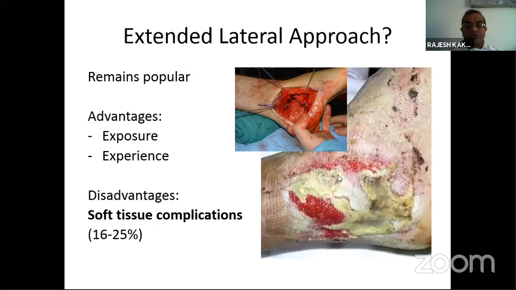There is almost 20% or more of wound problems with the extended lateral approach, with extensive skin necrosis, which you should be aware of, and the patient should be consented accordingly.